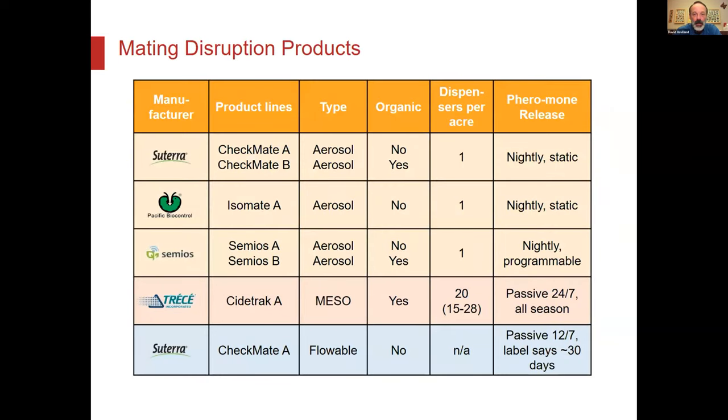Now, as far as products out there, you've got choices. Terra has its Checkmate products, an organic and a conventional version. Pacific Biocontrol has its mist. Terra's got its puffer system. Pacific Biocontrol's got its Isomate mist system. Semios has their organic and their conventional versions. Those three products are all aerosols. They go in a cabinet and they release pressurized pheromone. The fourth product is the Sidetrack Meso product from Trece.